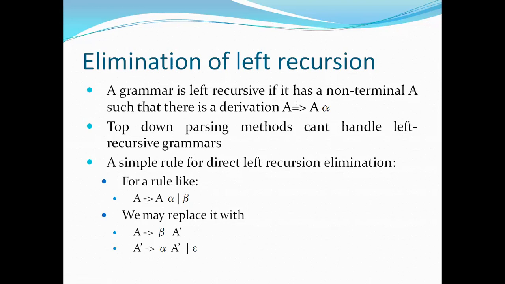So in the place of Z we are using A dash. So A dash is using Z. So Z is production with alpha Z and epsilon. So in previous semester we are discussing.